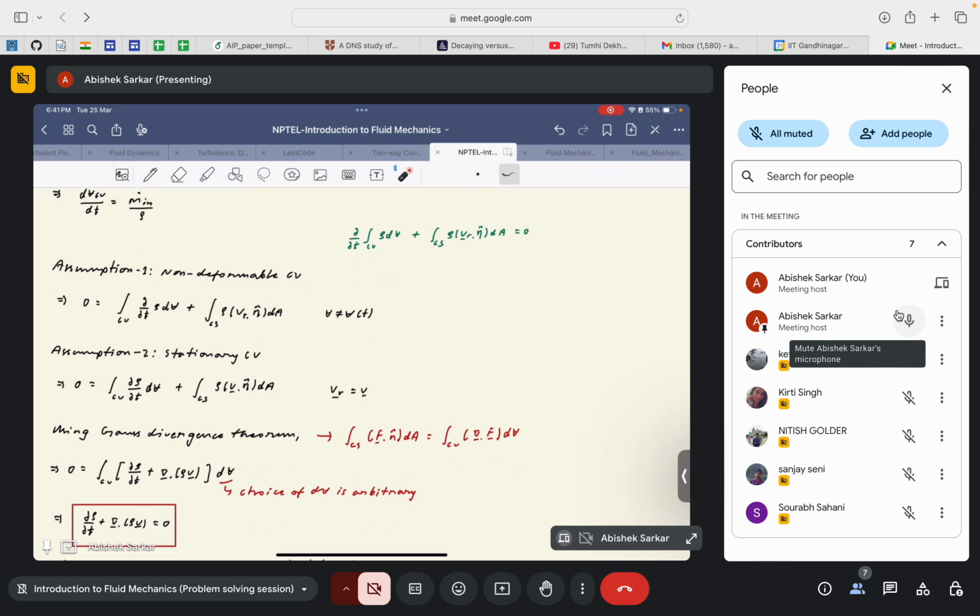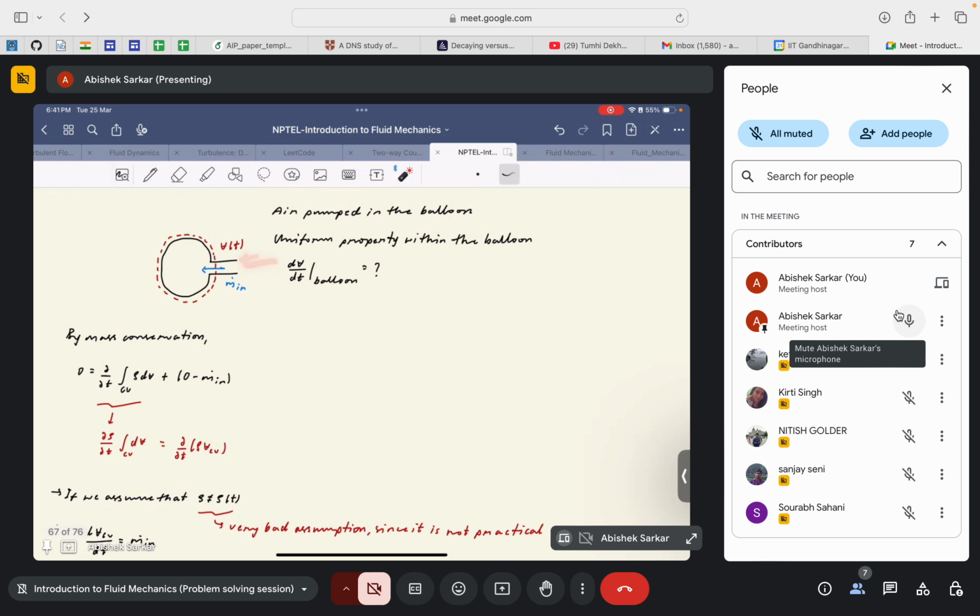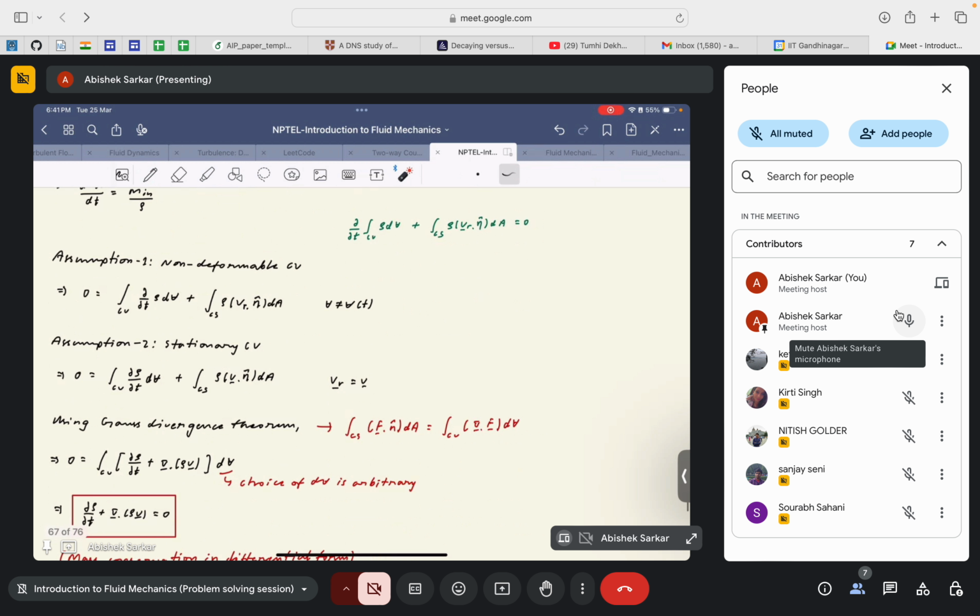Okay, so if it is deformable, then the volume of the control volume will change with time, which was the case in the inflation of a balloon. But since this is a non-deformable control volume, the volume of the control volume will remain constant with time. For example, say a flow through a pipe, the volume of the pipe remains constant. It's a rigid boundary, so it remains constant.